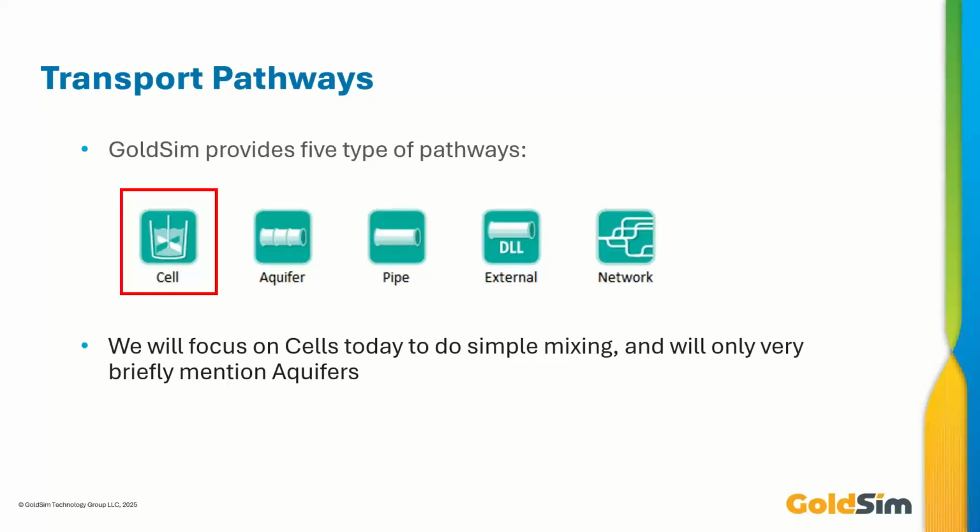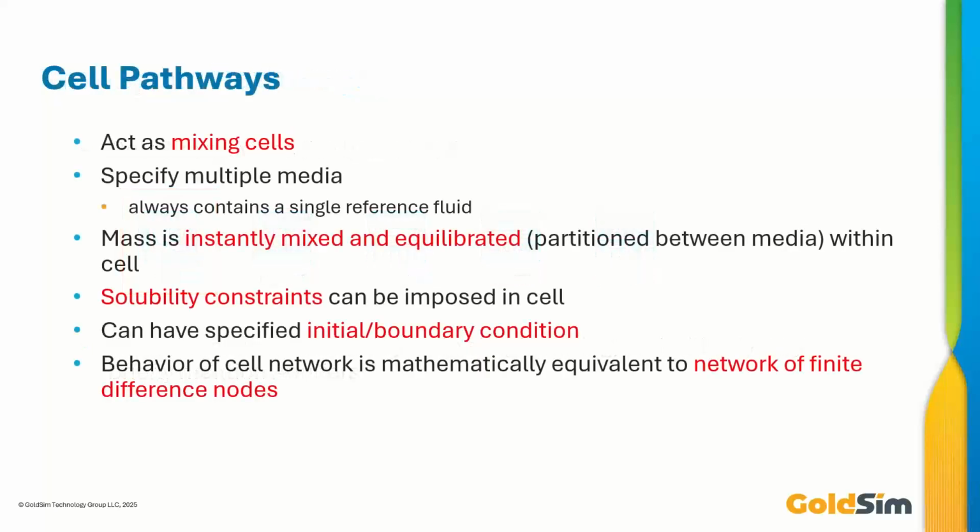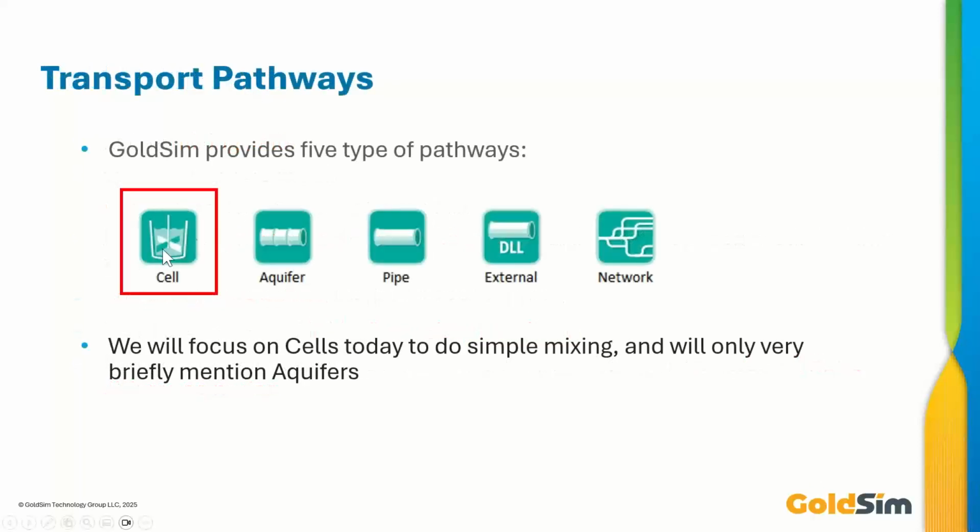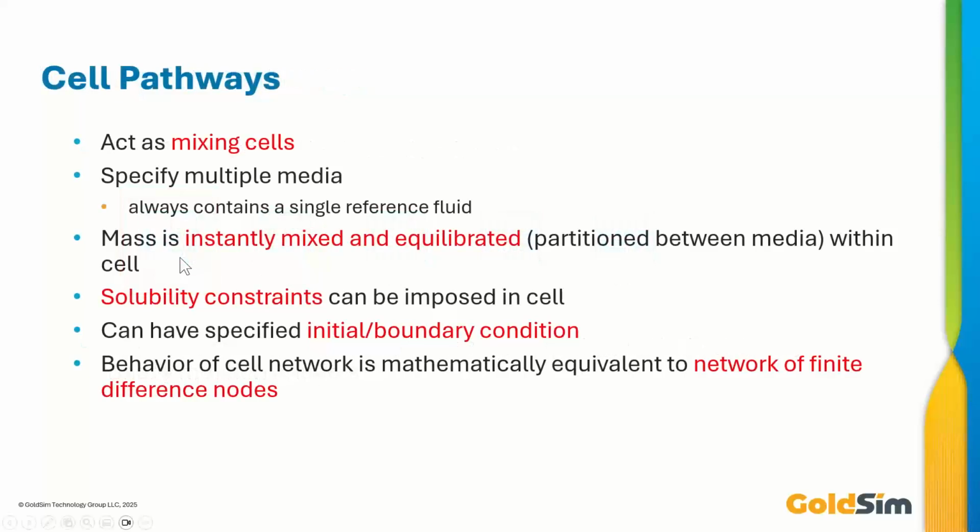I'll show you one brief example at the end that has another type of pathway called an aquifer, and I'll show you what you can use that for. But almost all of our examples, we're going to just focus on this thing called a cell pathway. And so what are cell pathways mathematically? A cell pathway is a mixing cell. If you look at the image, it's got a little mixer in there. It's a well-mixed volume. That's the way you should think of a cell pathway. All right, we can have multiple media in the cell pathway, water and sediment, let's say.